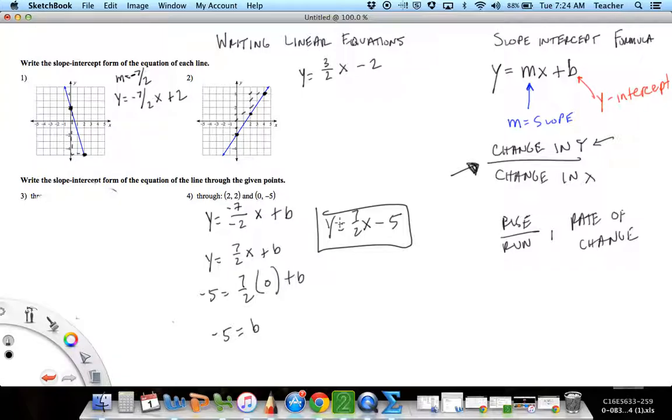Linear equations are extremely important as far as setting the base for functions. And so it also helps us out in many of our math classes.